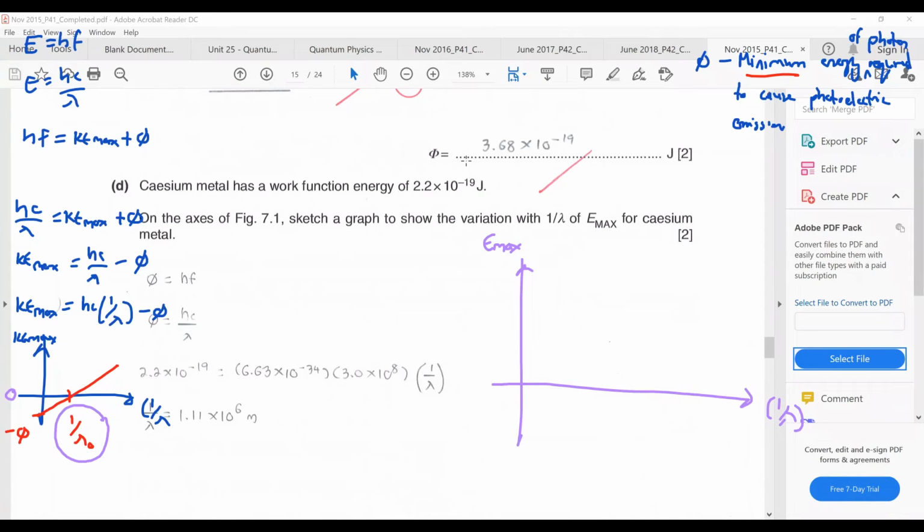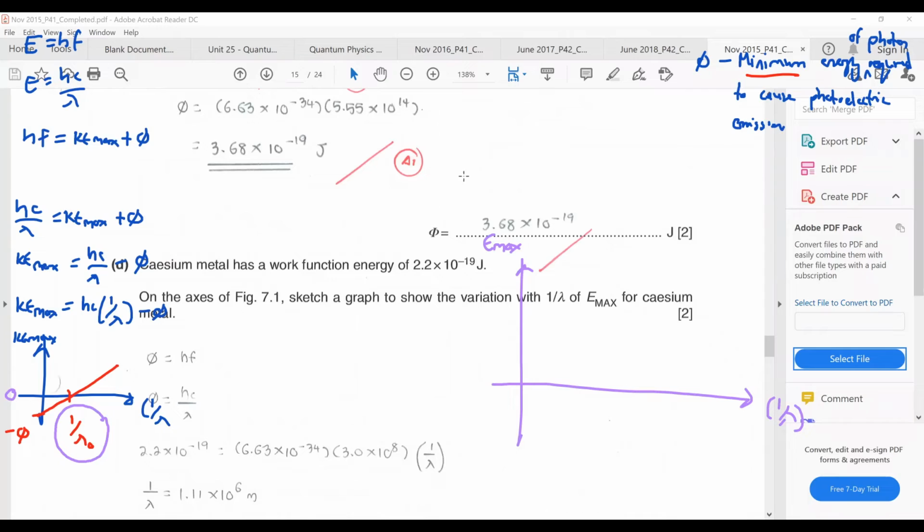This one here, for the metal that you're testing, you do not know what is the metal. Let me just draw it out for you. You have this unknown metal here, right? From your question, they tell you the work function is 3.68. So it's negative 3.68. Okay. Now your cesium metal has work function energy of 2.2 times 10 power minus 19.